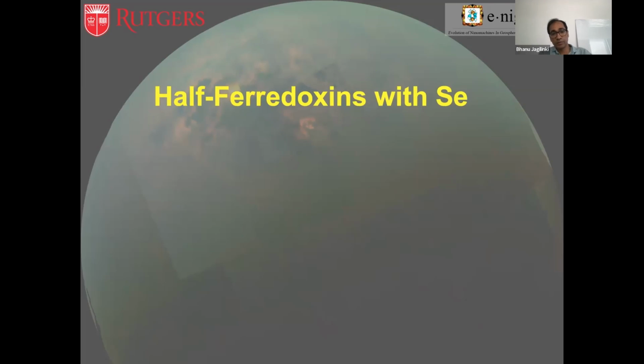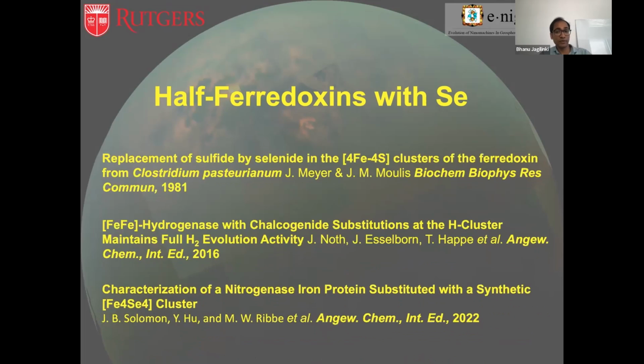So we wanted to test whether the small half ferredoxins, which are only about 20 amino acids, if we add selenium instead of sulfur, would reconstitute with iron-selenium clusters. That is what we wanted to test. When I got this idea, I thought it was quite novel and I was very excited. But when I started looking into the literature, scientists have been working on this for quite a while, and there are papers all the way from the 70s and 80s.